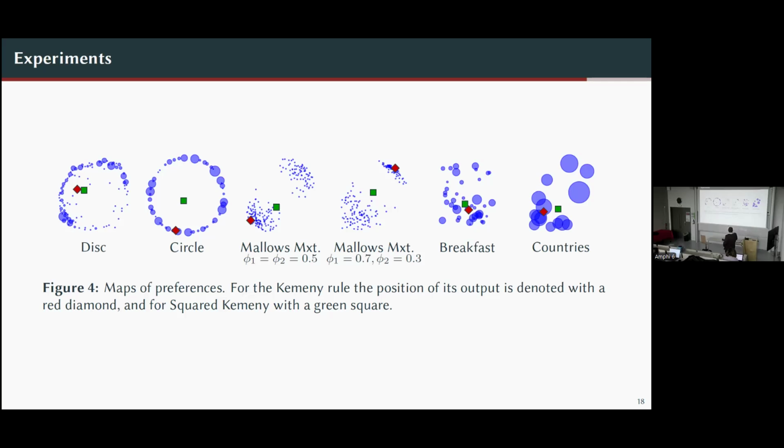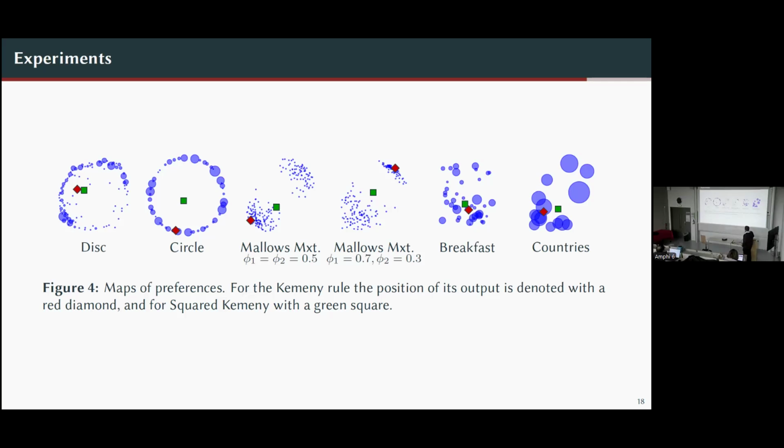Okay, here are two Mallows mixtures. This is a mixture model where, I think, there are more people here, maybe 60% and 40%. I need to look it up. 60% of voters are sampled from one distribution, 40% of voters from another distribution. And in that case, we see Kemeny goes into the center of the bigger cluster, but Squared Kemeny interpolates between the two a bit more.